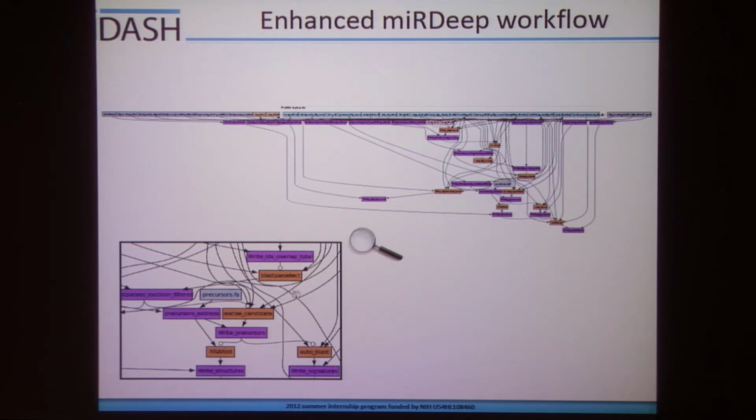And the main parts of the miRDeep algorithm, the computationally demanding parts, are these orange boxes. So when we feed the workflow with our RNA-seq samples and input parameters, they go through all of these steps, and finally they reach here, and here the workflow predicts some novel microRNAs and writes them to a file.